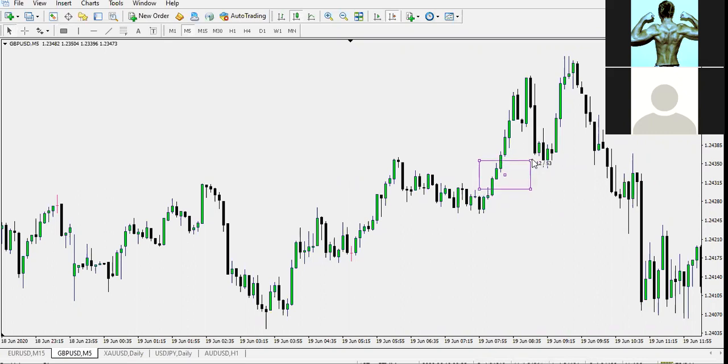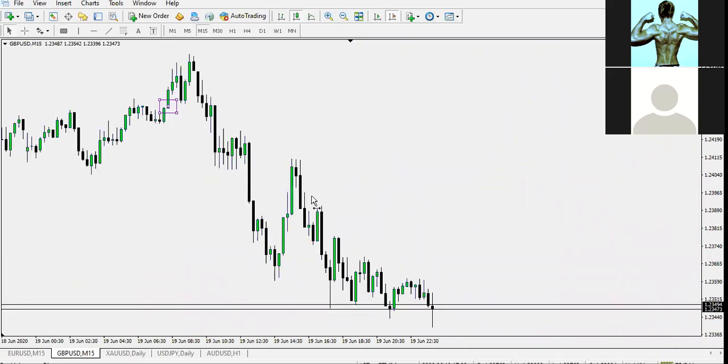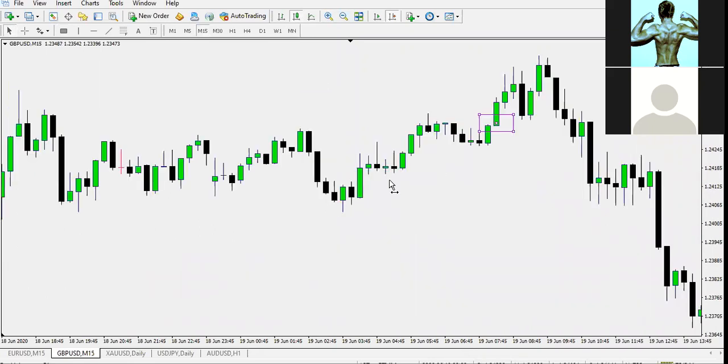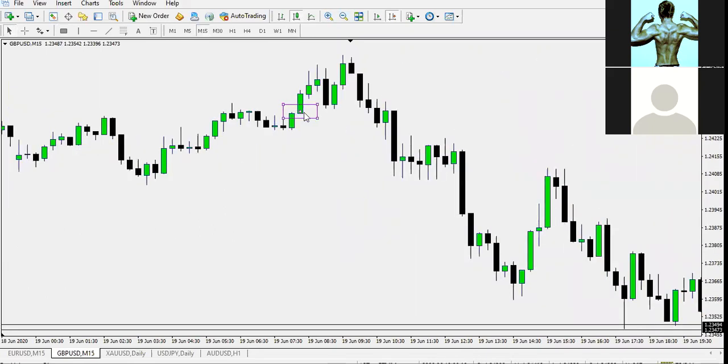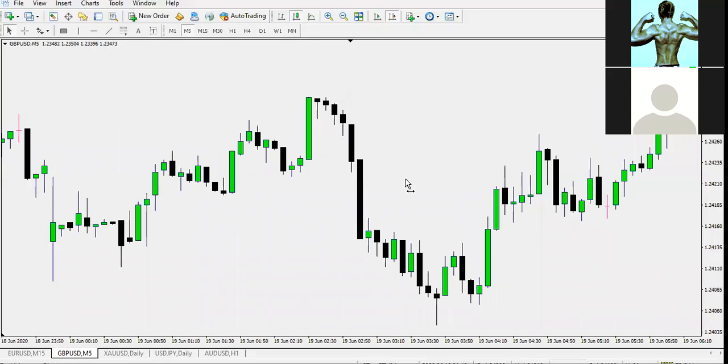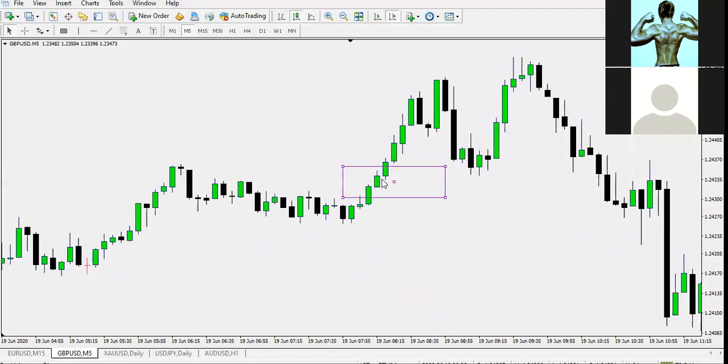So this is a fair value gap on a 15-minute chart. As you can see there, that is a fair value gap on a 15-minute chart. On a 5-minute chart, it is also a fair value gap. Even though the wicks intersect in some points, it's still a 15-minute fair value gap. And again, a 15-minute fair value gap.